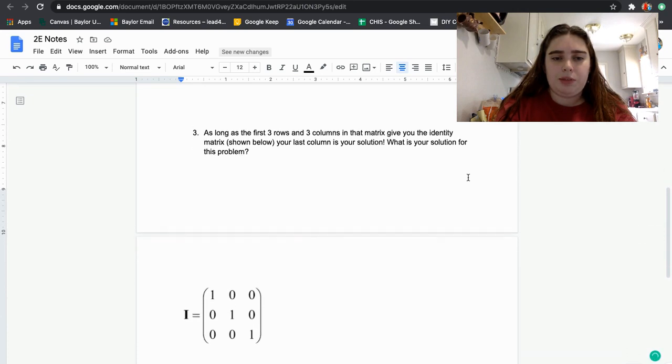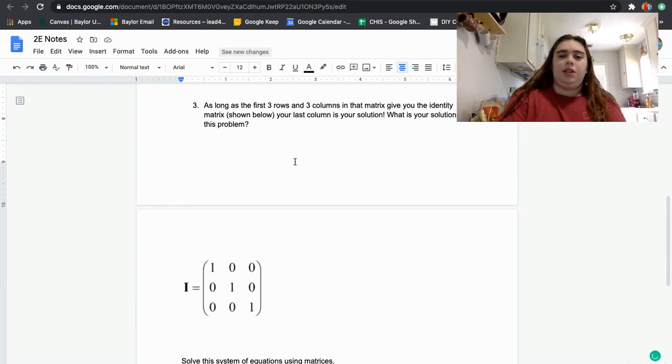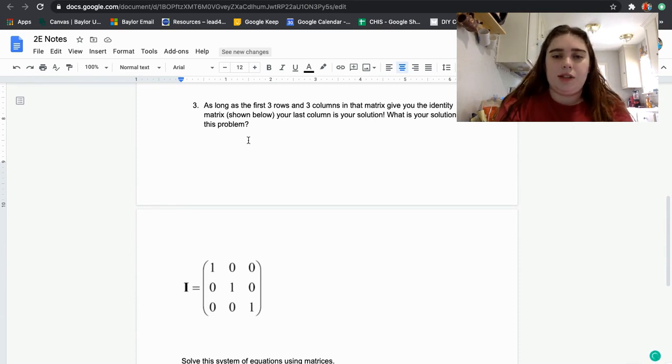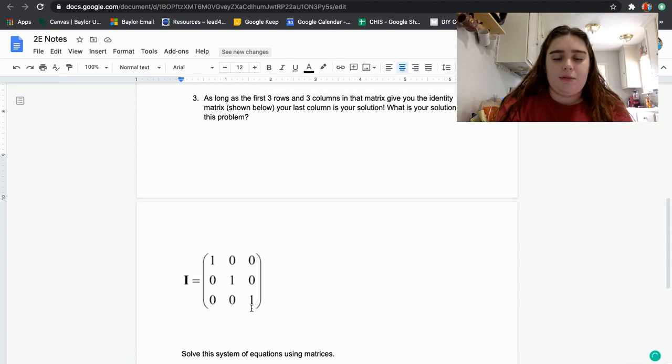All right, and then look at step 3. It says, as long as the first 3 rows and 3 columns in that matrix give you the identity matrix, your last column is your solution, okay? And here's a picture of what an identity matrix looks like. This is pretty much what it looks like for 3x3, which is what we were looking at, the first 3 rows and 3 columns. So we have 1s going in a diagonal and then everything else is 0.